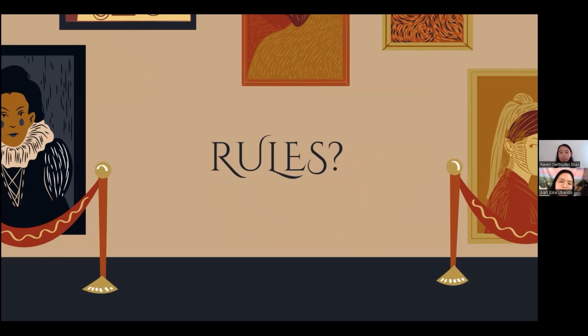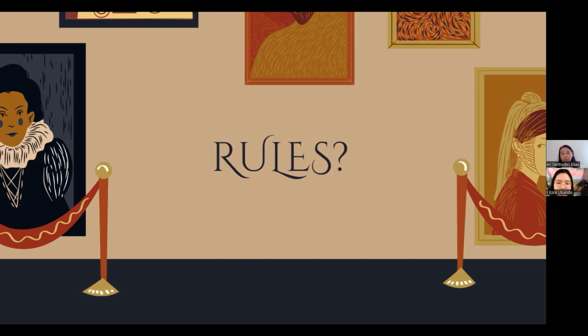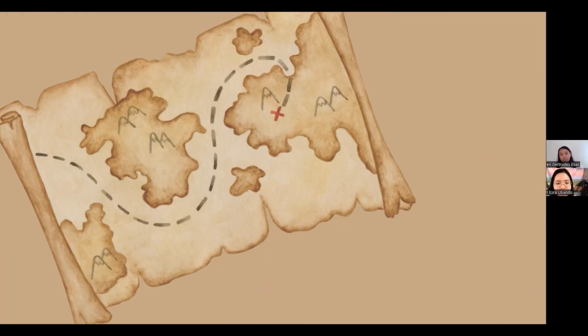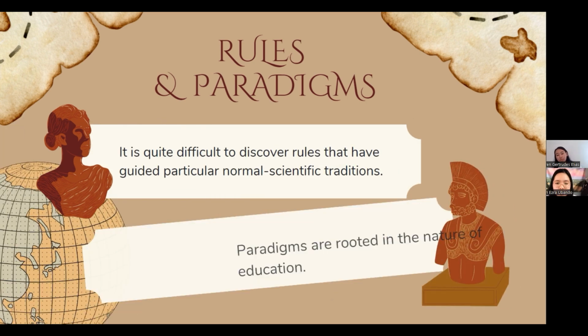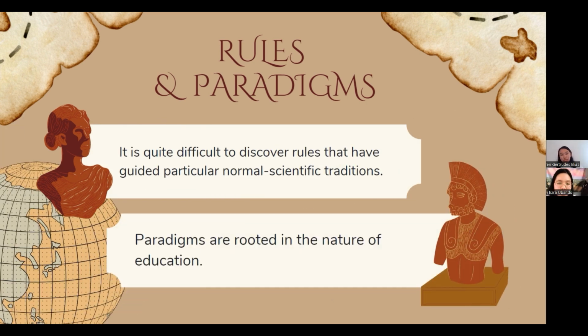The reason why normal science can still be determined even without the intervention of rules is because, first, it is quite difficult to discover rules that have guided particular normal scientific traditions. And second, paradigms are rooted in the nature of education. Concepts, laws, and theories aren't learned by scientists by themselves, but rather, these are encountered from the start through a unit that displays them with and through their applications.